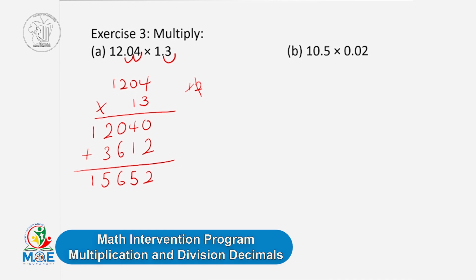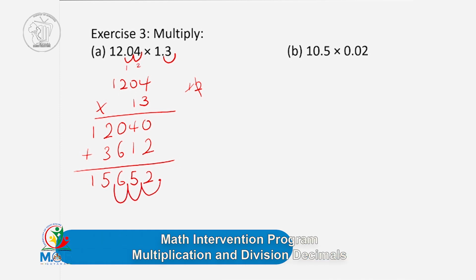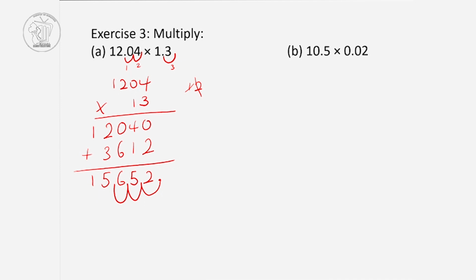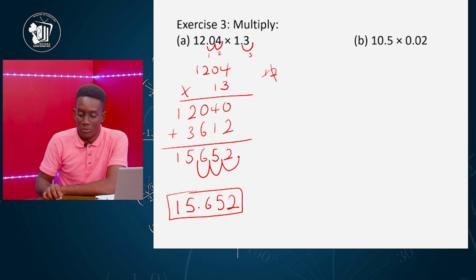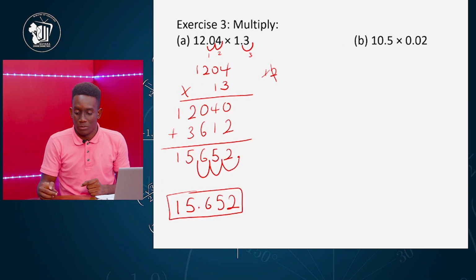So now we saw that we moved the decimal point 1, 2, 3 times. So we have to move it back 3 times as well. So the point is here. So we have to move back 1, 2, 3 because we moved it 1, 2, 3 times. So the answer would be 15.652. That would be the answer when we multiply 12.04 times 1.3.